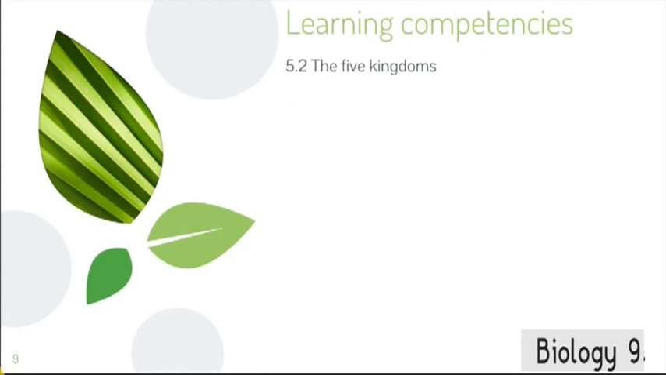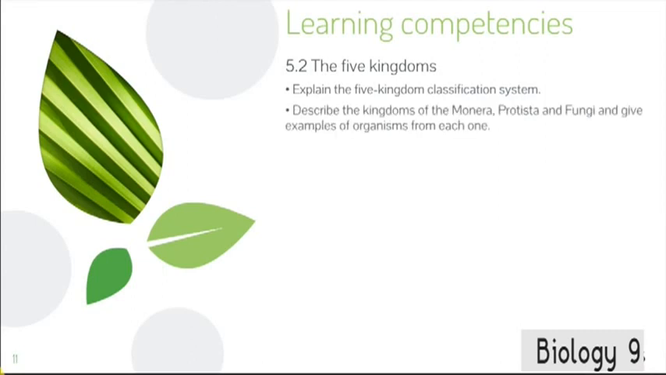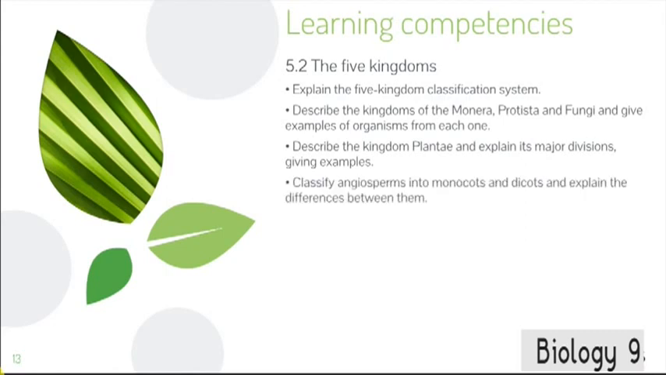In 5.2, the 5 kingdoms, we're going to be learning about the 5-kingdom classification system. We're going to describe those 5 kingdoms and give examples for each. We are going to look into the kingdom Plantae, explain the major divisions and look at a few examples. We will classify angiosperms into monocots and dicots and explain what those categories are.